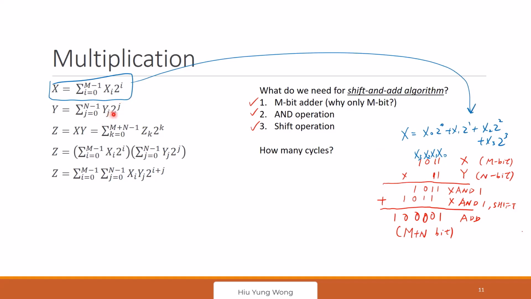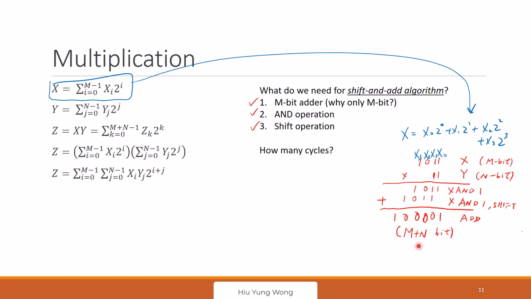So same for the Y. So Z equal to X times Y, you just multiply them. It is this one times this one. So you have Xi, Yj, and 2 becomes 2 to the power i plus j. Summation, you keep it. And you see that you do have n plus n bits.